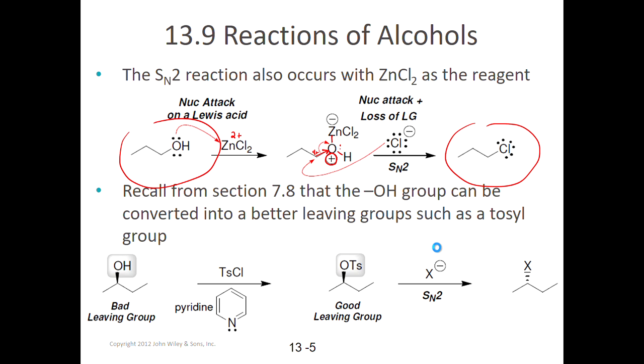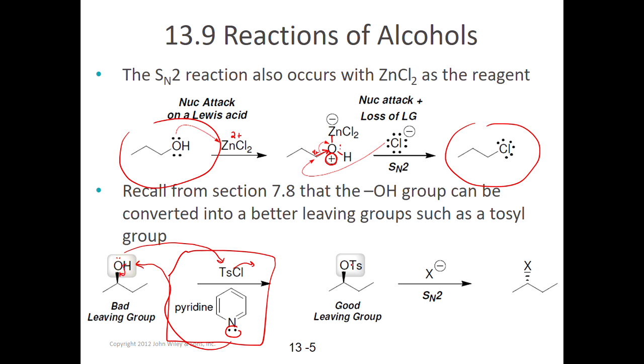If you want to convert an OH into an alkyl halide, you could also convert it into a tosylate leaving group first, right? We talked about this reaction a fair amount. If you have an OH, which is not a good leaving group, you can get the oxygen to attack the tosyl group, which would push out the chloride. And then this pyridine is a base, it would pick up that proton.